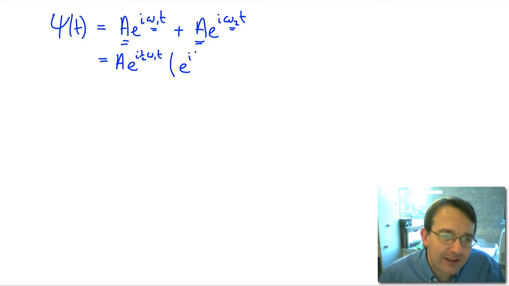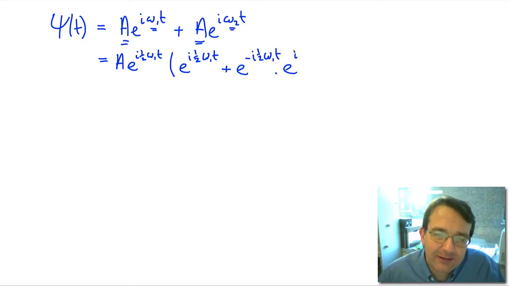So I'm going to have e to the half i omega 1 times t here. And then here I'm going to be taking it out, so I'm going to have a negative factor. I'm going to have 1 over this, which is just e to the negative power. So this is going to be plus e to the minus i a half omega 1 t times e to the i omega 2 t.